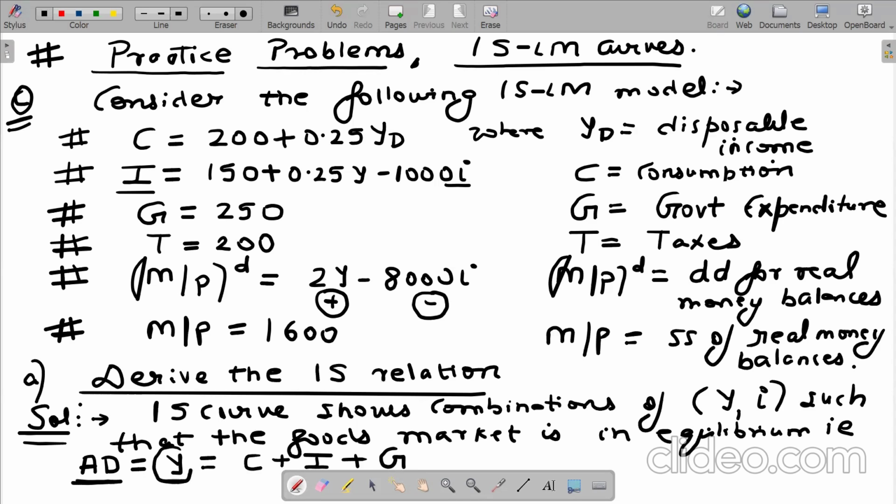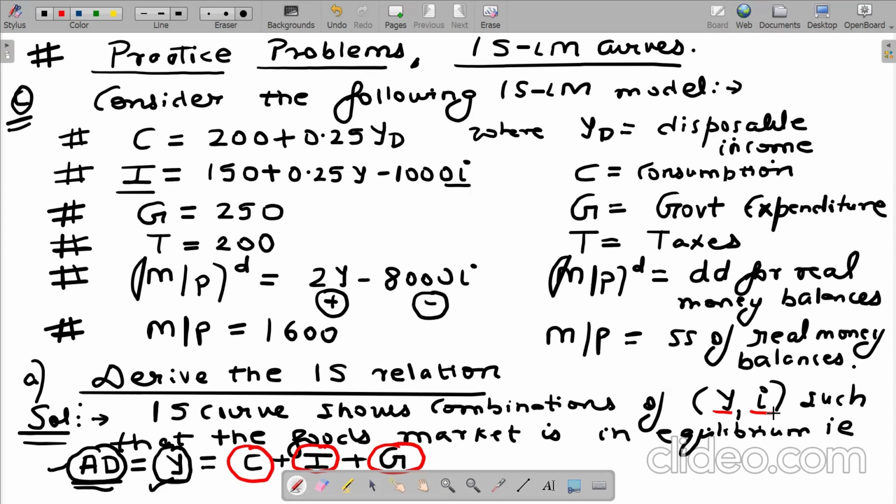You can also think of Y as the planned output and AD as the actual aggregate demand. So in the economy, when I produce that output which is exactly equal to my actual aggregate demand, where actual aggregate demand is the demand coming from the households in the form of consumption, demand from the firms in the form of investment, demand from the government in the form of government expenditure, my goods market will be in equilibrium when Y is equal to C plus I plus G. So the IS curve is going to give us combinations of output and interest rates such that my goods market is in equilibrium. So now we need to find the equation of the IS curve.